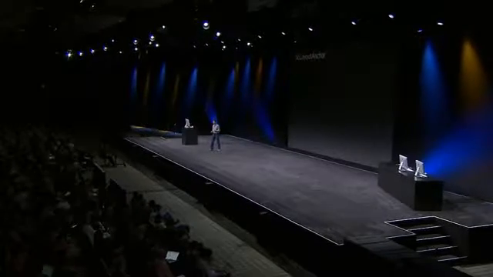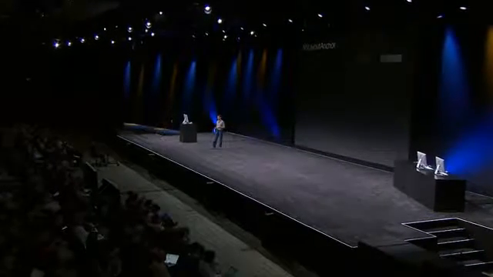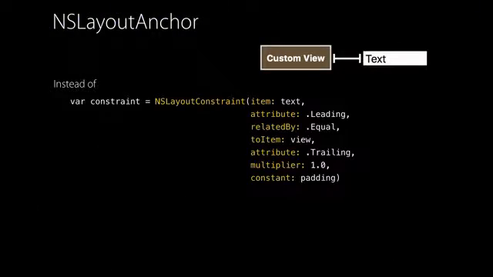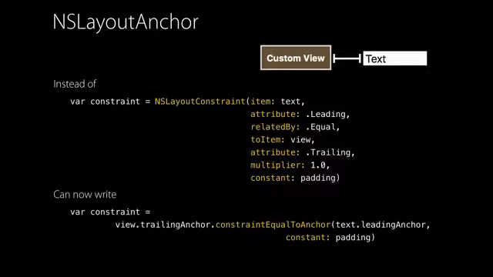NSLayoutAnchor is a new class. It provides a concise representation of an edge or dimension. Let's say you have 2 views and you want to create a constraint between them. Here's the code you would have had to write. With layout anchors, here's the code you can write.